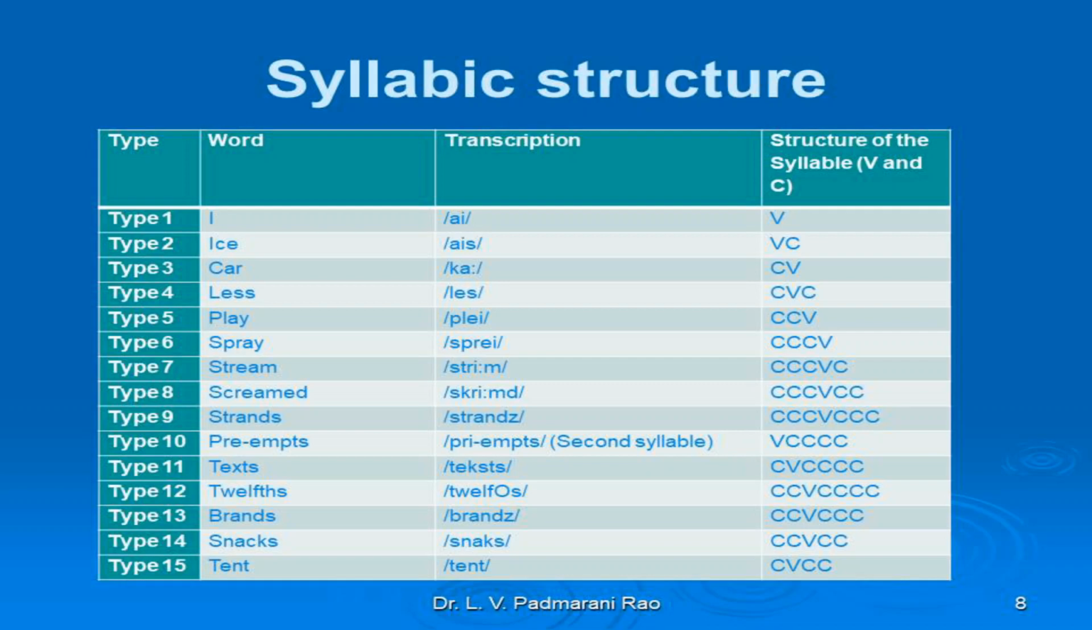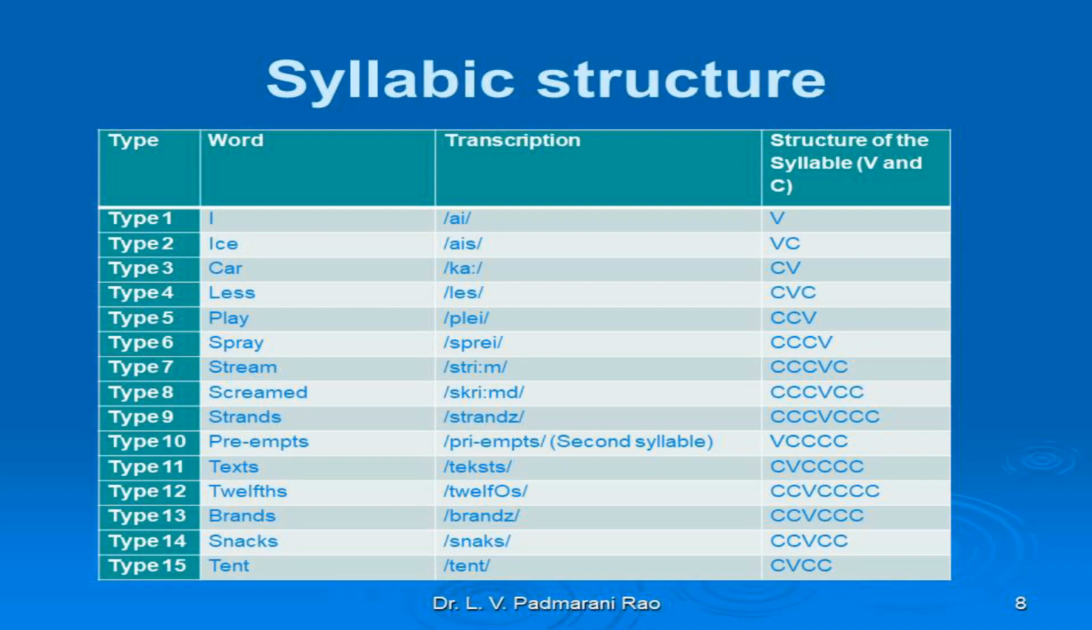T sound, V sound, A sound. So C, V. Then L, F, Th, S. C. So 4 C's are possible. 4 consonantal sounds are possible in the end part of the syllable.